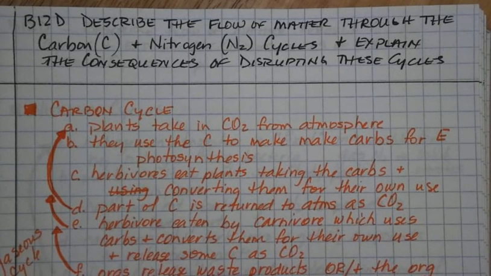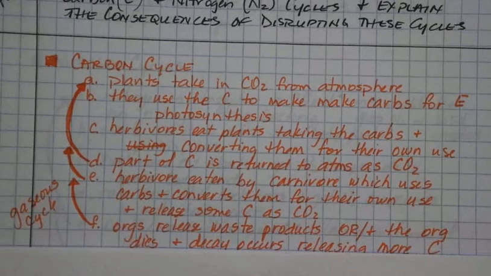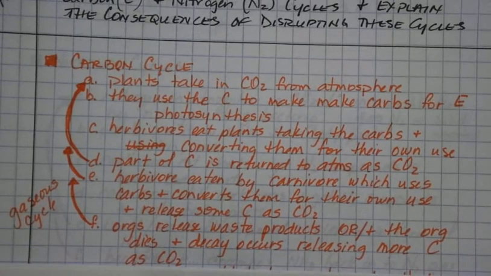And a lot of those things are going to release that carbon back in the form of carbon dioxide. Gases are released in that form. So the organisms release waste products, and those are going to be broken down, and you're getting that carbon dioxide back into the atmosphere.